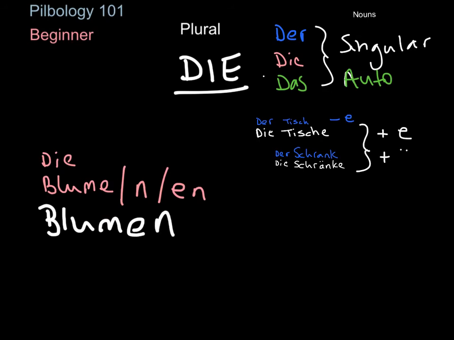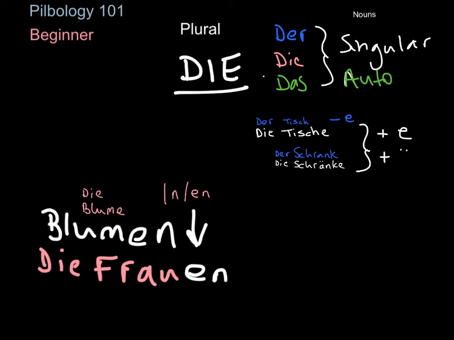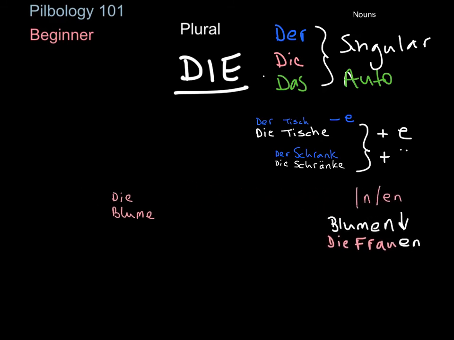If you had another feminine word, for example, die Frau, the lady or the woman, you would just add the en ending. So it would become die Frauen. Okay, so let's move these out the way. And we'll look at the final one, which is, of course, das.